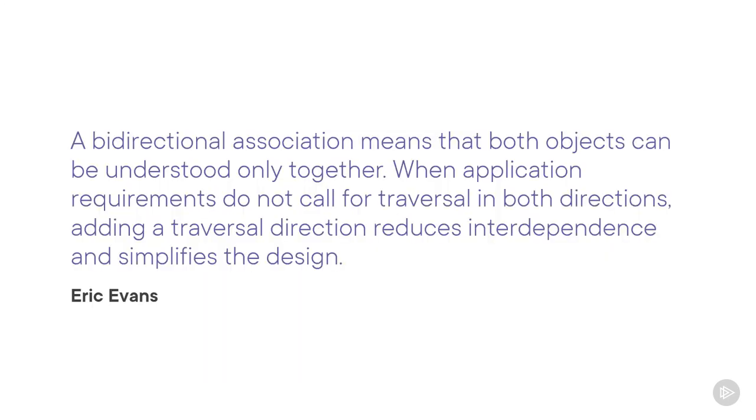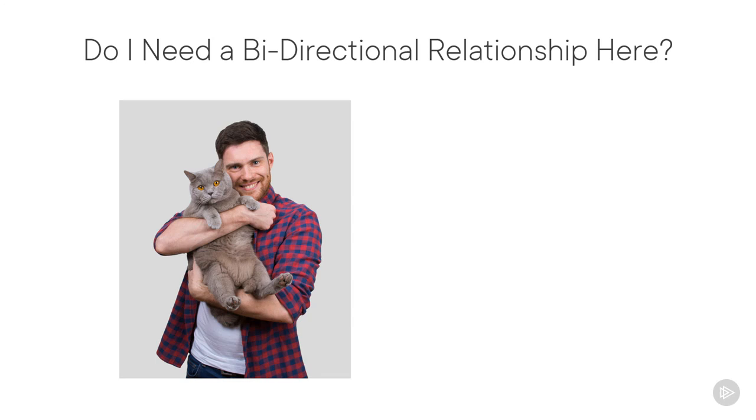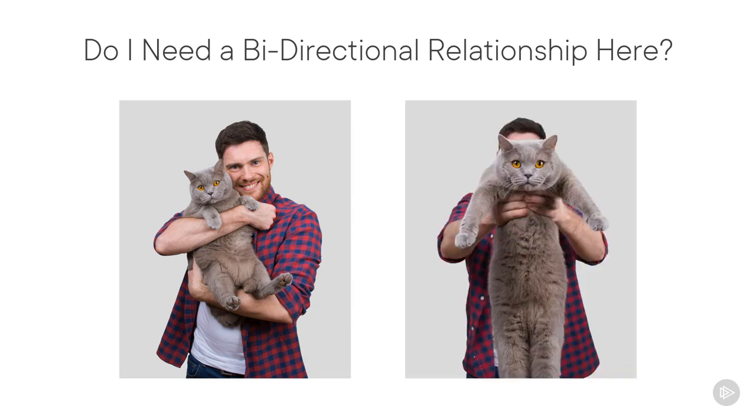Eric Evans puts it this way. A bidirectional association means that both objects can be understood only together. When application requirements do not call for traversal in both directions, adding a traversal direction reduces interdependence and simplifies the design. So with DDD, we can look at our model and ask, can we define a client without identifying their pets? Can we define a pet without identifying the client who's responsible for them?